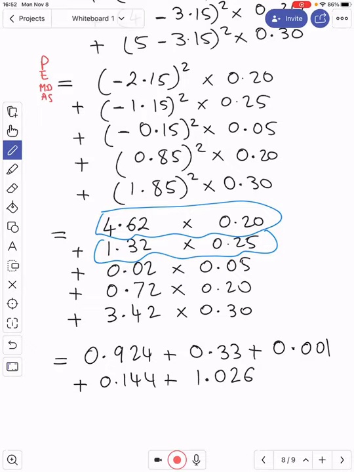Right? And then this is the last step, of course. And then now you can add all these numbers.